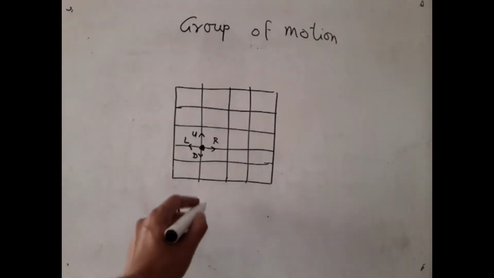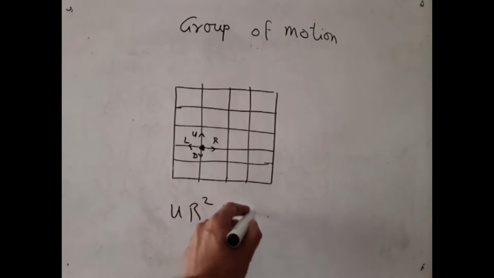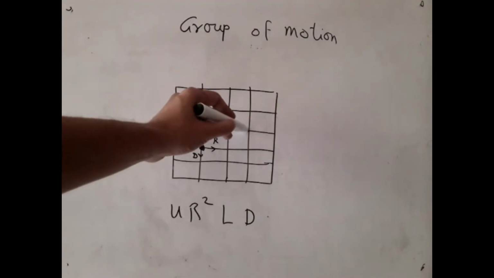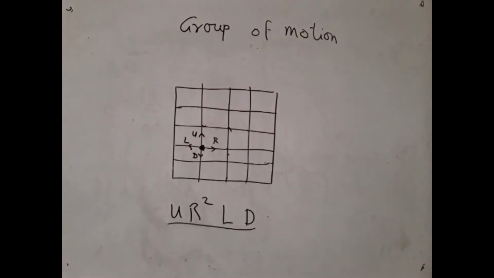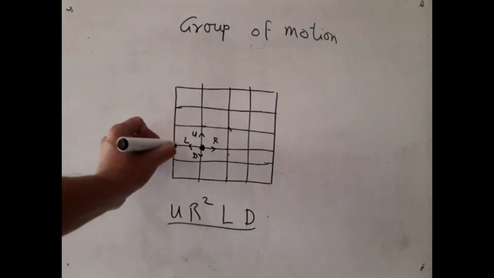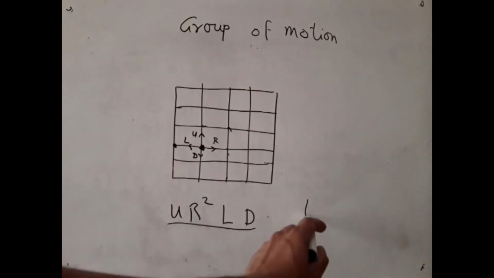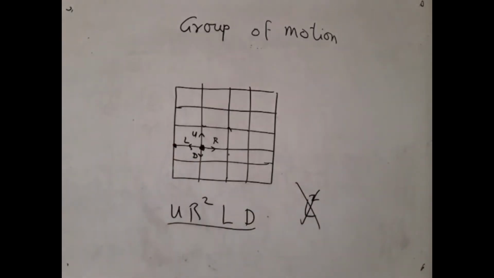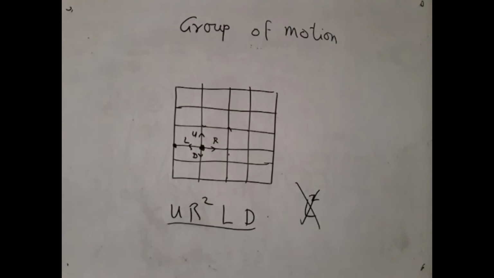I can do U, R squared, then L, and then D. So this is a particular motion, which means go up, right, left, and then down. That is a valid motion. However, there are points where all these four motions are not available to me. For example, if I apply a left, I come here. From here, I cannot apply L anymore. So if I am starting here, L square is not a valid motion because it will take me out of the maze. So in this case, all the possible motions do not form a group.